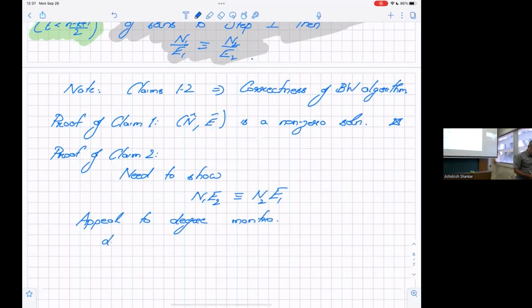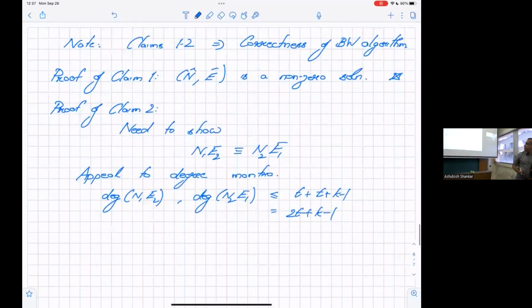What's the degree of n1 e2? Degree of n2 e1? What's an upper bound on this? It's t plus k minus 1, so it's 2t plus k minus 1. Right? So that's the degree.